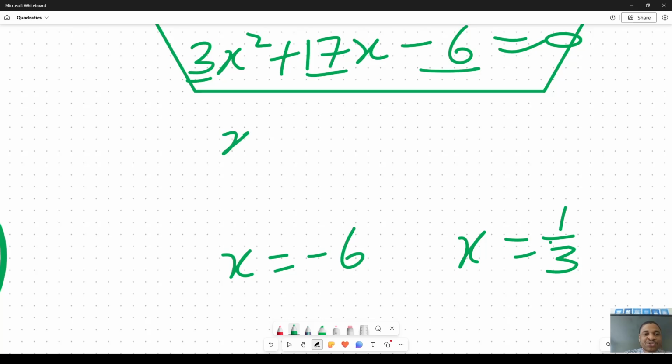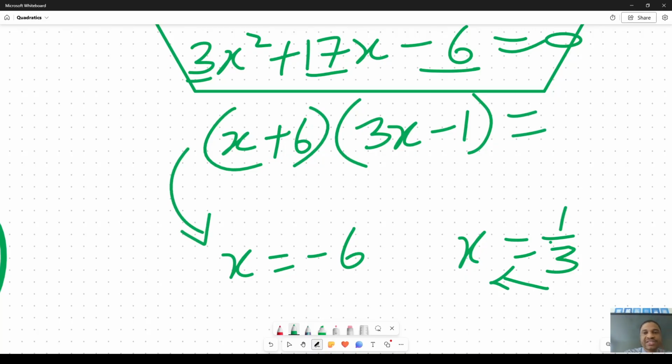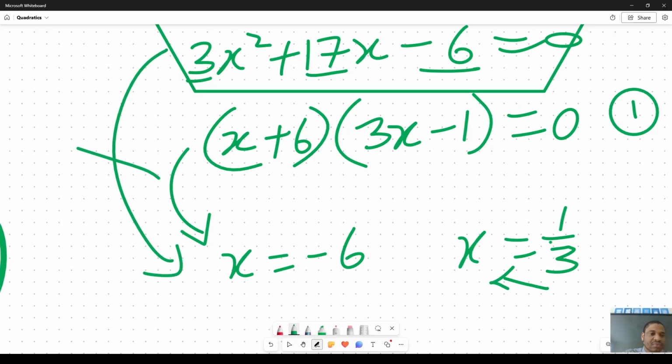So what you should do is write x plus 6, and then cross multiply and bring the 1, so that will be 3x minus 1. Then you can directly write this. This is 1 mark in the exam. So you can directly write this, but you cannot directly write that. So these are just some tips.